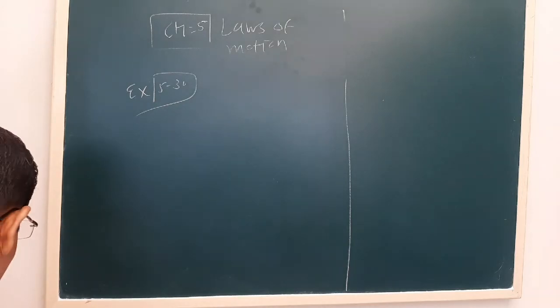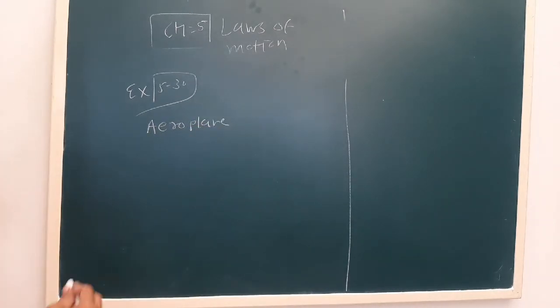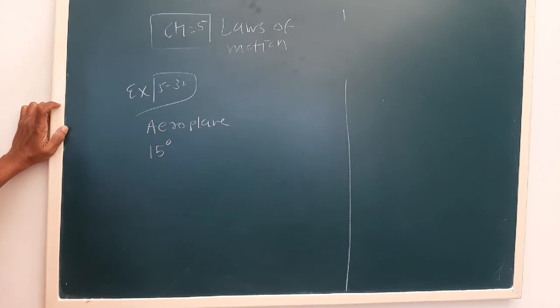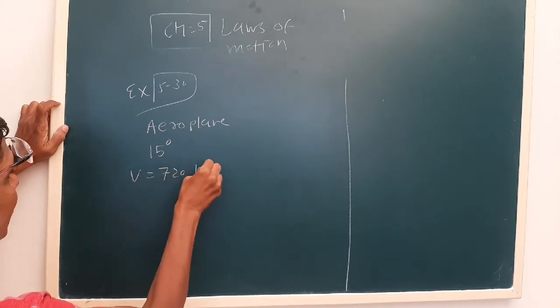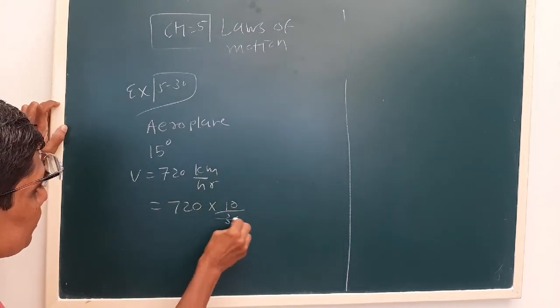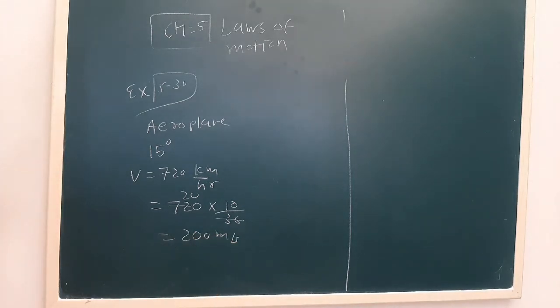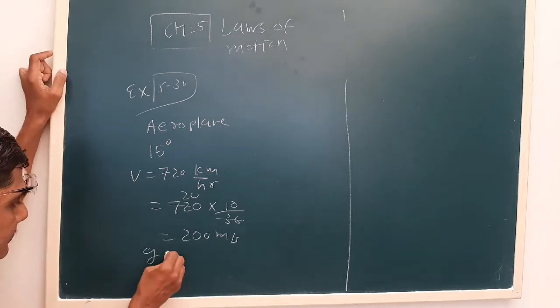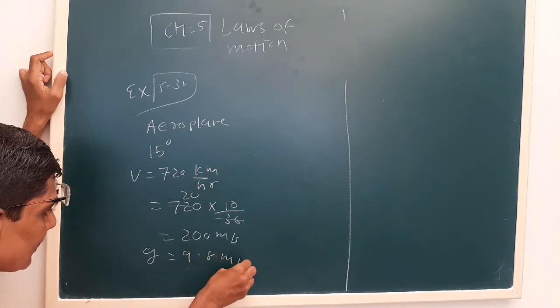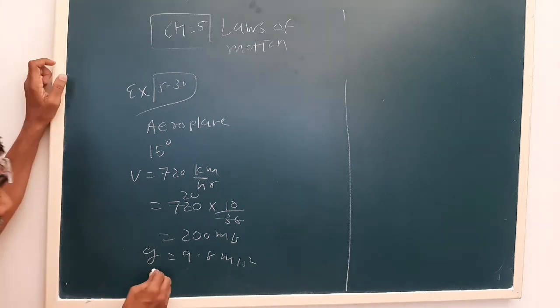See, an aeroplane is tilted at an angle of 15 degrees and moves with a speed of 720 km per hour. We convert 720 km per hour into meters per second. Now see, it moves on a circular path. g is given as 9.8 meters per second square. What will be the radius of that circular path?